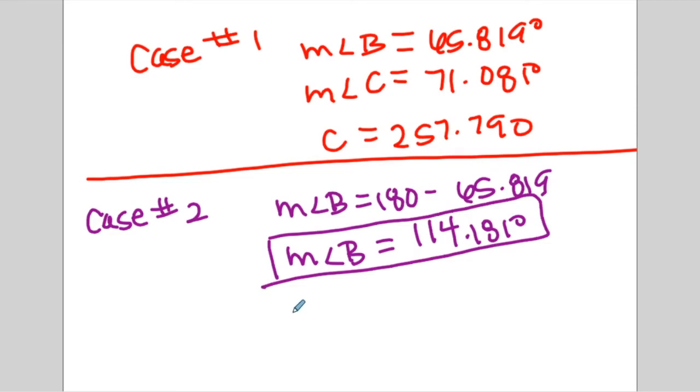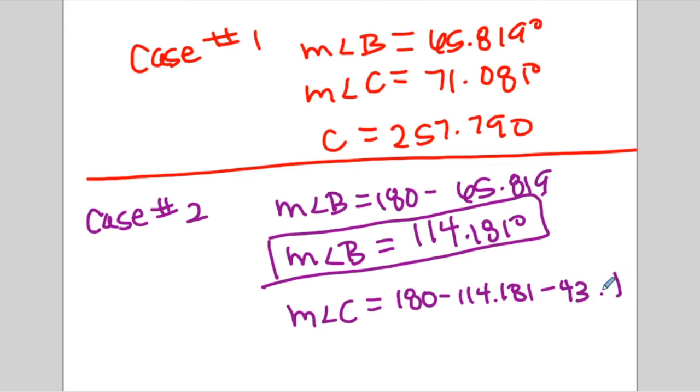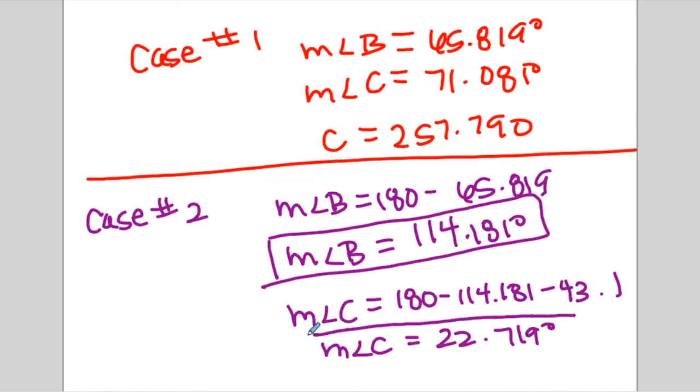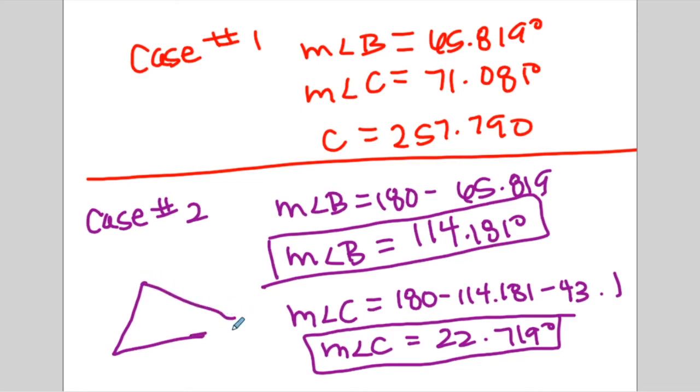Now I find angle C. So measure of angle C here. We take 180 minus our B value, minus the original A value they gave us, 43.1. So if I do that, my measure of angle C, which we found earlier, is 22.719 degrees.